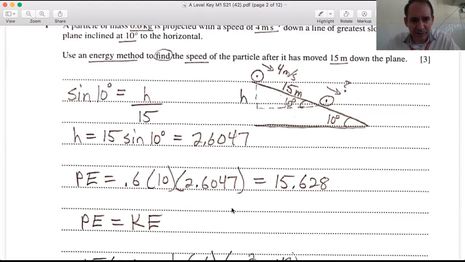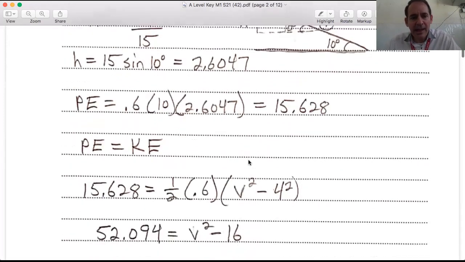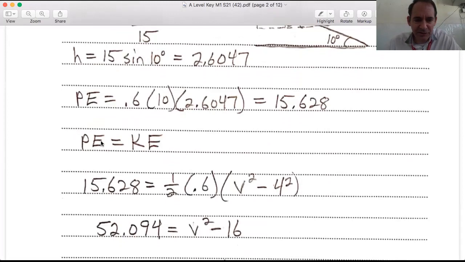we can put this into our potential energy formula. 0.6 is our mass, 10 is the gravity, and 2.6047 is the height. So we get 15.628 joules. And again, because there's no resistance, our potential energy is equal to the buildup of kinetic energy. That is, the loss of potential energy, because we went down, will be gained in kinetic energy.